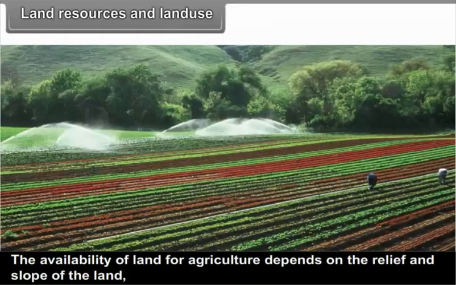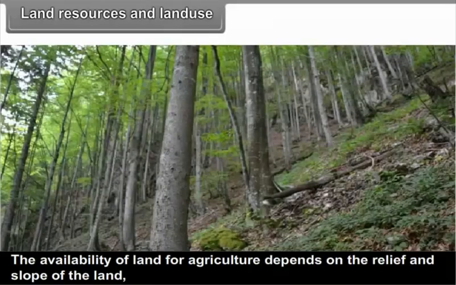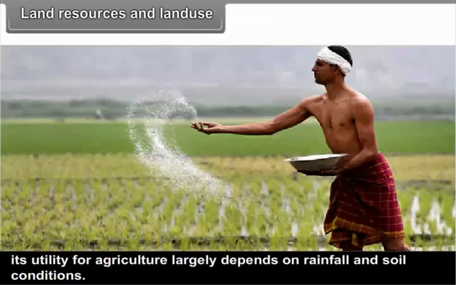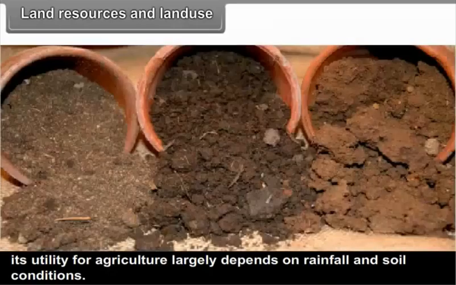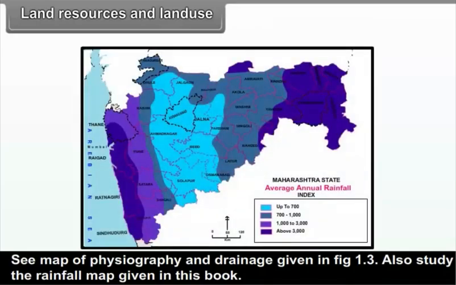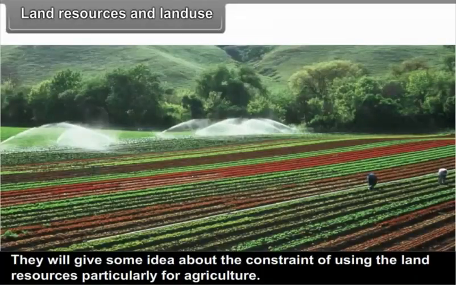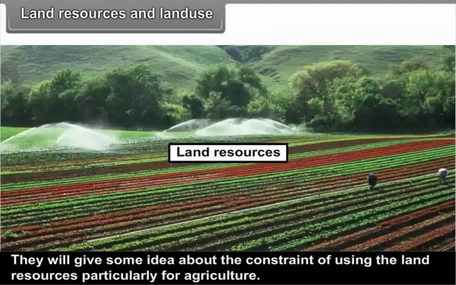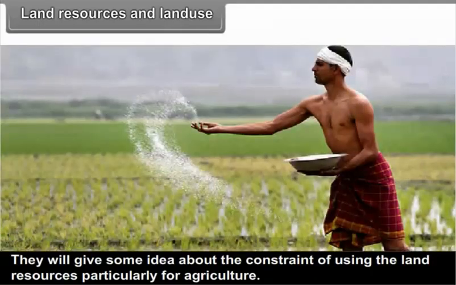The availability of land for agriculture depends on the relief and slope of the land. Its utility for agriculture largely depends on rainfall and soil conditions. See the map of physiography and drainage given in figure 1.3. Also study the rainfall map given in this book. They will give some idea about the constraints of using the land resource, particularly for agriculture.